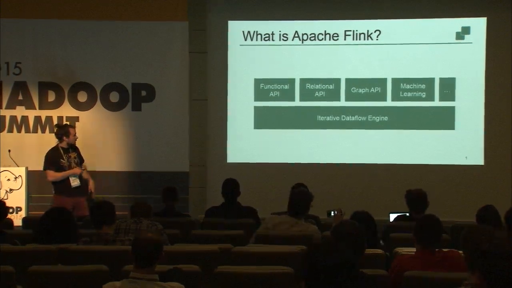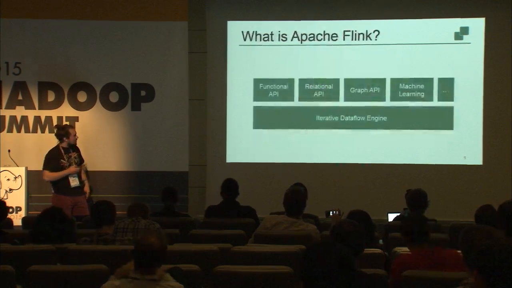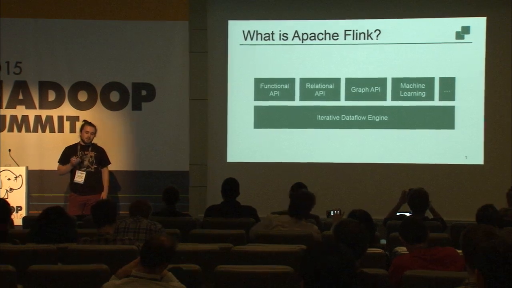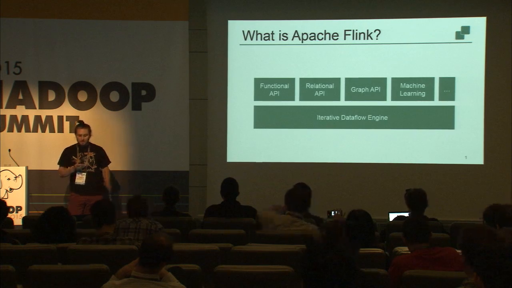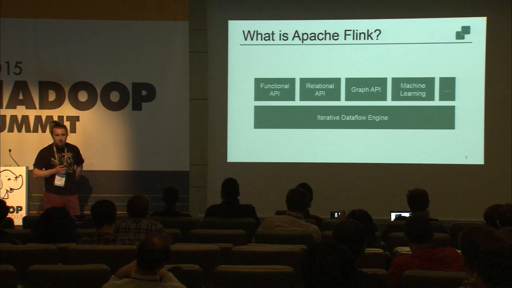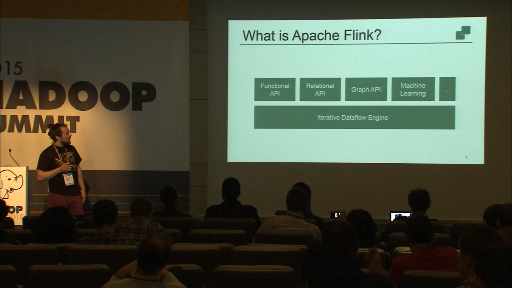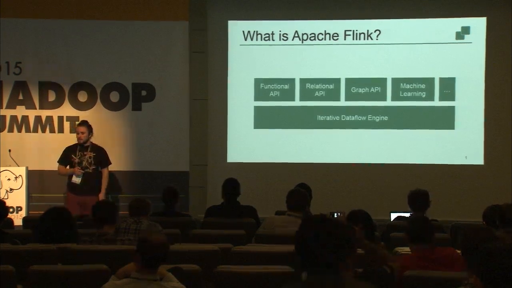Then there's the relational API, which is an API where you can specify in Java or Scala relational queries similar to SQL, but integrated with the rest of the APIs. Then there's the graph API, obviously for graph processing. We have a machine learning API. This is also for batch and streaming in the future.